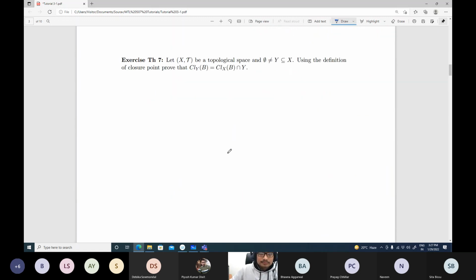Third problem. Can you quickly solve this one? Just take 5 minutes or 2 minutes and tell me how to proceed. It's easy. It's just a definition of closure point. Here B is a subset of Y.